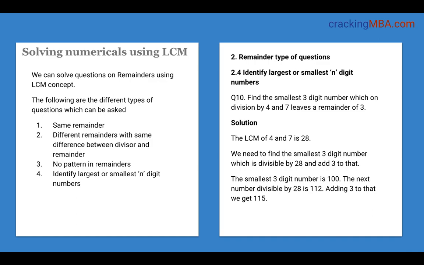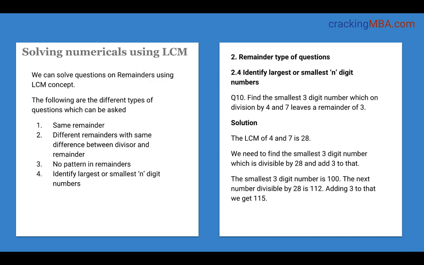Next, the next type of questions that we get is related to identifying the largest or smallest n-digit numbers. Here we are asked to find the smallest 3-digit number which on division by 4 and 7 leaves a remainder of 3. Till now we saw that this falls into the first type of questions where the remainder is constant. So the smallest such number is the LCM of 4 and 7 added with 3, so 28 plus 3 is 31.